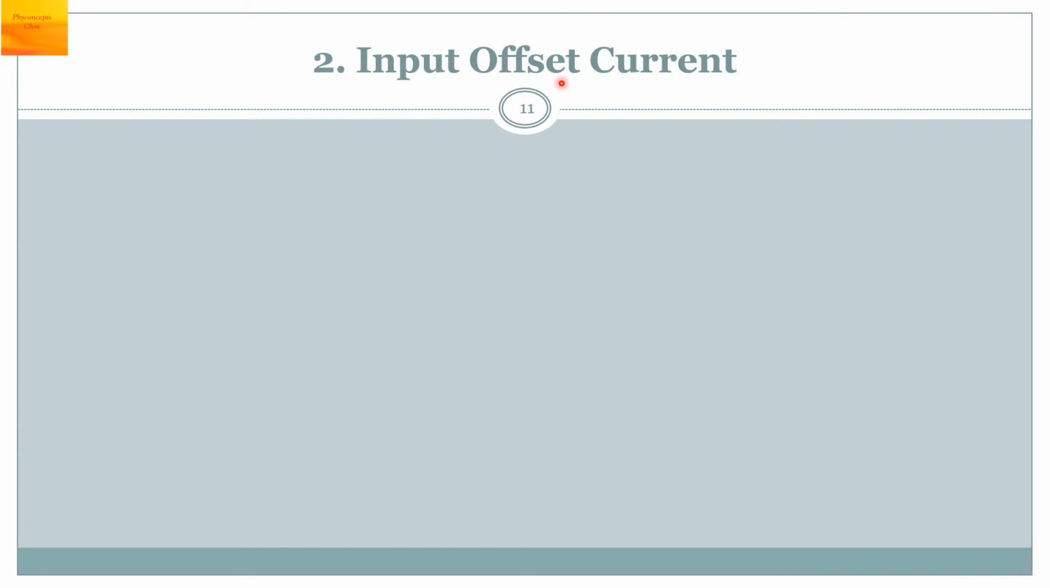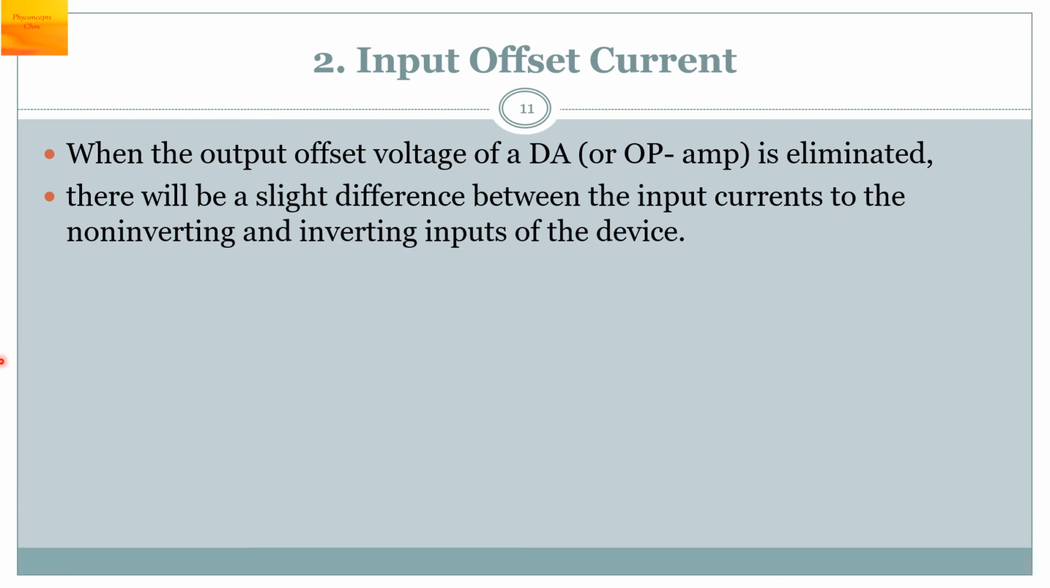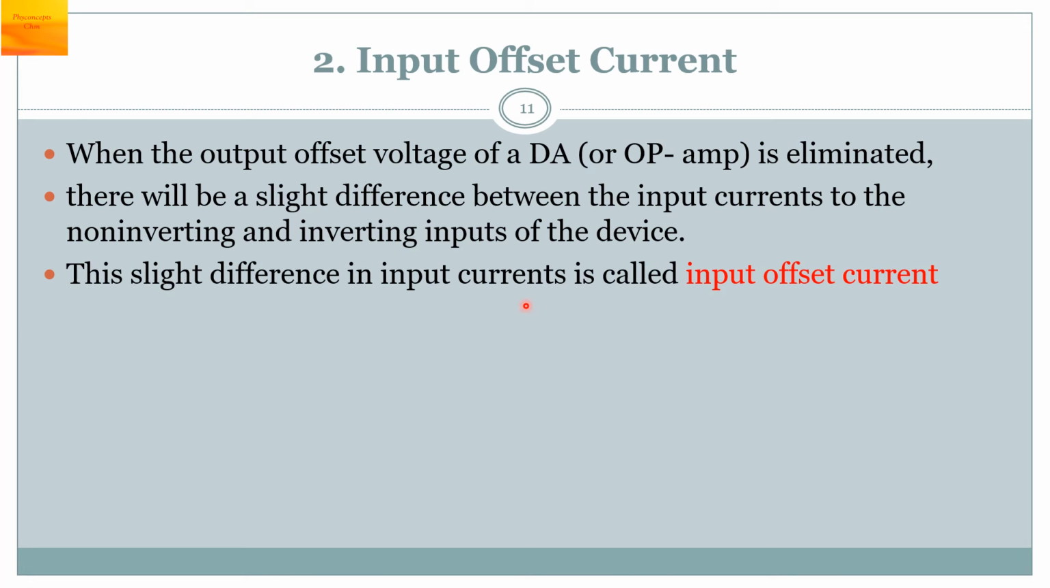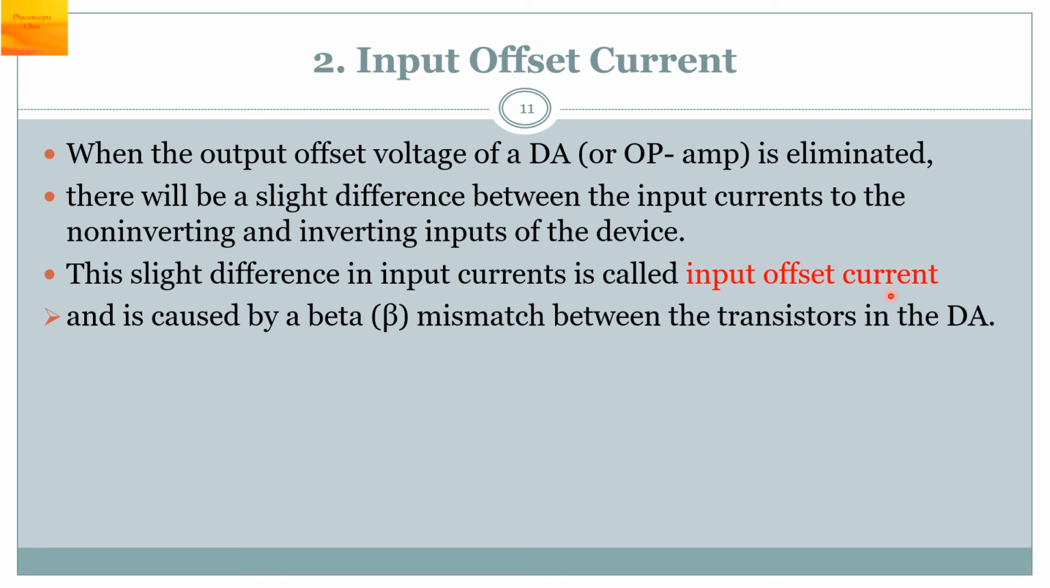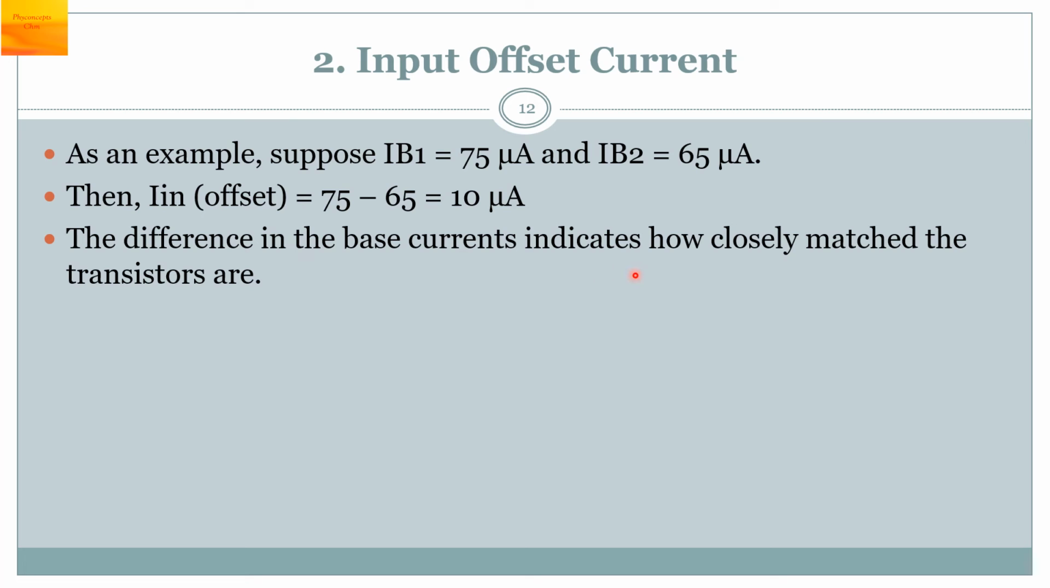Second is the input offset current. When the output offset voltage of a differential amplifier is eliminated, there will be a slight difference between the input currents to the non-inverting and inverting inputs of the device. This slight difference in the input currents is called the input offset current, and it is caused by the beta mismatch between the transistors. For example, if IB1 is 75 microamperes and IB2 is 65 microamperes, then I-in offset is 75 minus 65 is equal to 10 microamperes. The difference in the base currents indicates how closely matched the transistors are.